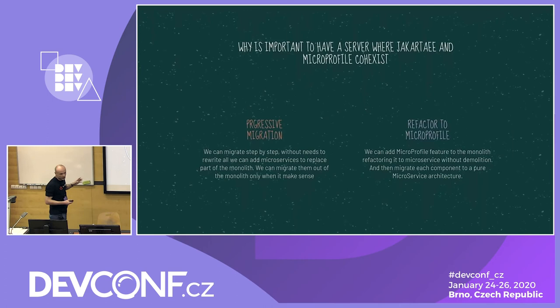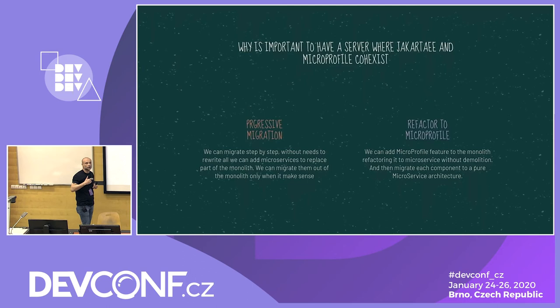And so the question is, why is it important to have a server where JakartaEE and MicroProfile coexist? Exactly for the reason I mentioned: for a progressive migration and to be able to refactor to MicroProfile. Migrating step by step is very important, but also adding MicroProfile features to a monolith is very, very important. It's two different things. At first look, it seems the same, but progressive migration means splitting a monolith into microservices, and it is one job, and the other one is to add cloud-native features to the monolith.